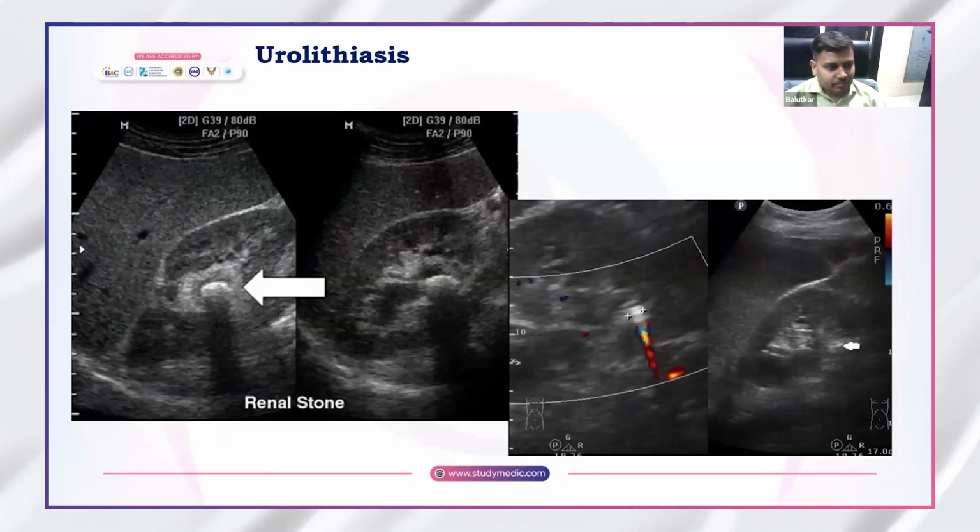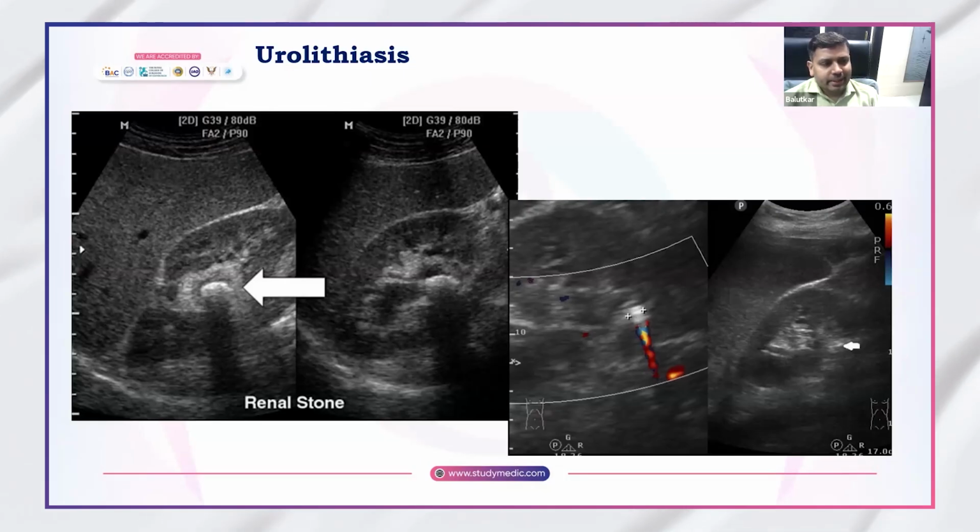Let's talk in brief about urolithiasis. It's a very common abnormality for which ultrasound examination of the KUB is advised. The important signs that will help us in the diagnosis of renal stone or urolithiasis are: you will see a brightly echogenic focus within the pelvicalyceal system.